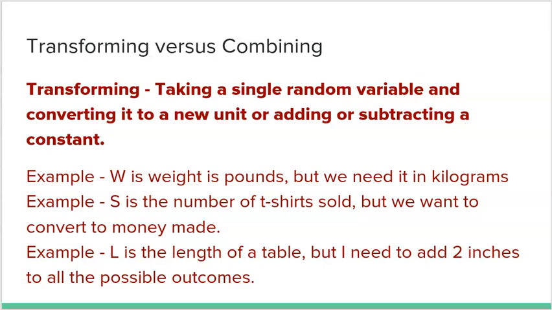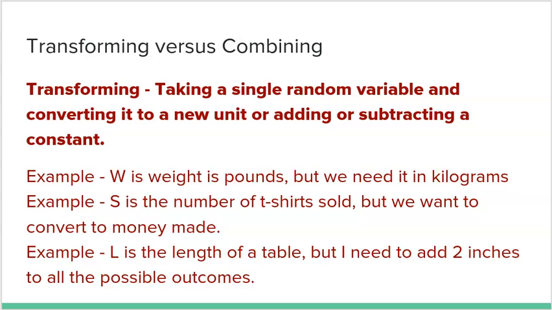When I talk about transforming, we're taking a single random variable and converting it to a new unit or adding or subtracting a constant. An example here could be if W is the random variable for the weight of something in pounds, but instead of pounds, we just want to convert it to kilograms.